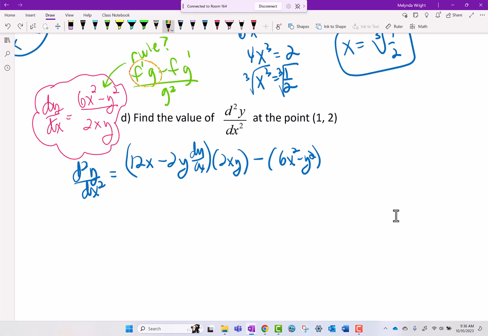Not so innocent. So what I like to do is make this part right here f. This is for the product rule. And this part, g.